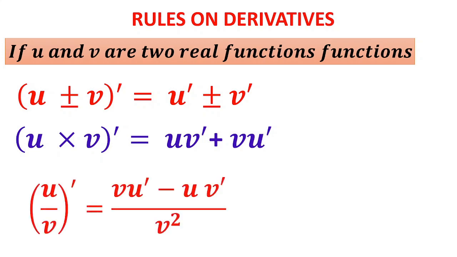Division rule, (u by v)' is (v u' minus u v') upon v square. How to remember it? Denominator square in the denominator, and in the numerator, denominator into derivative of the numerator minus numerator into differentiation of the denominator.